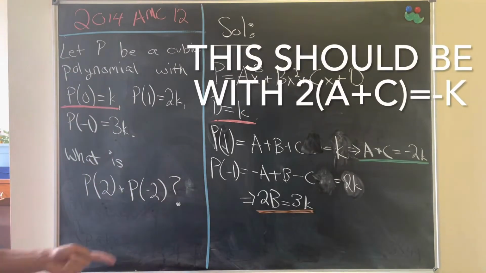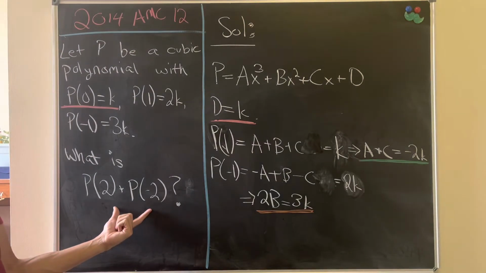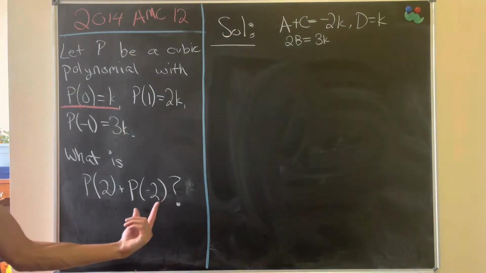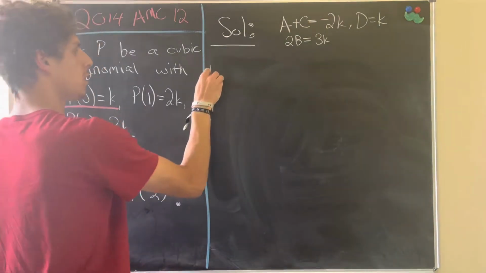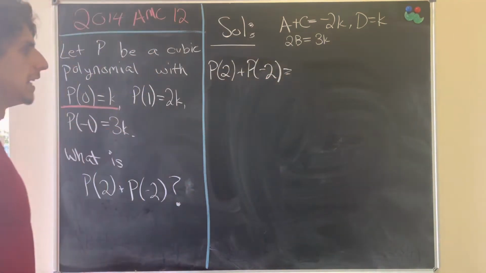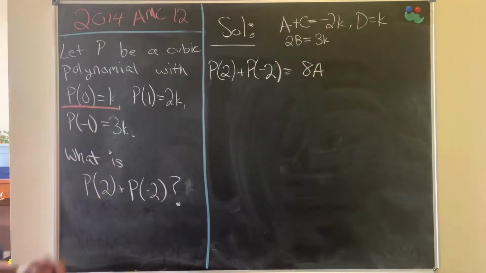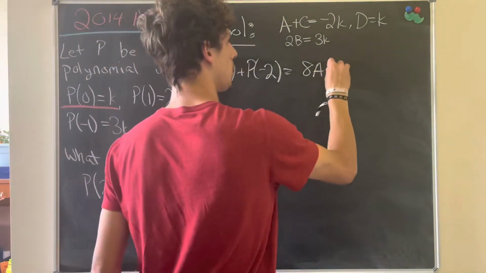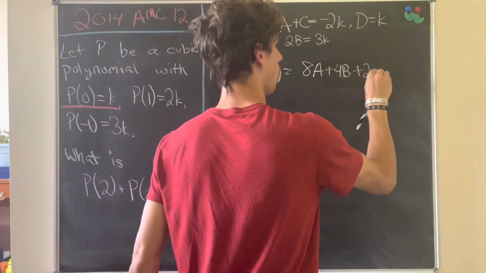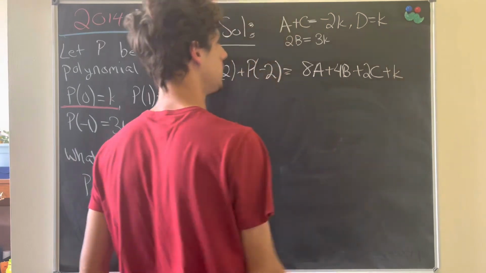Okay, so let's clean this up a bit. We'll use these 3 colored facts that we've just found, and then maybe we'll plug in 2 and negative 2 into this cubic polynomial and see what we get. Okay, so now we're ready to find p of 2 plus p of negative 2. So p of 2 plus p of negative 2 is going to be equal to 8a, that's 2 cubed times a, plus 4b, plus 2c, that's 2 to the first power, times c, plus k, that's just d.